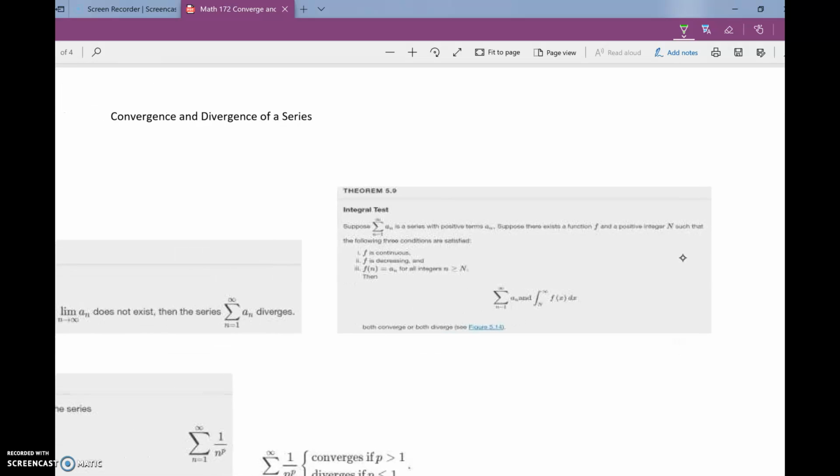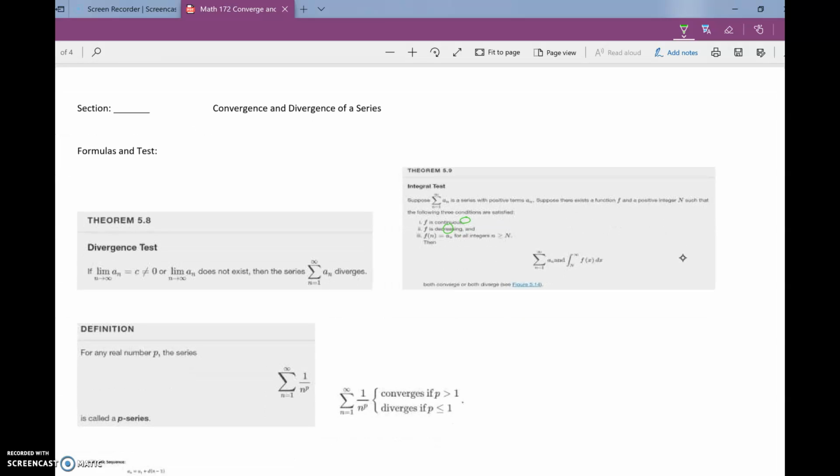You have to have a function that is continuous and decreasing, and if you were to evaluate the integral from a specific n value to infinity, and that happens to converge to a number, then both converge. In this case we're interested in the series, which will converge or diverge depending on the value of the integral that we're evaluating. So we basically substitute the actual sequence for the series with the function.